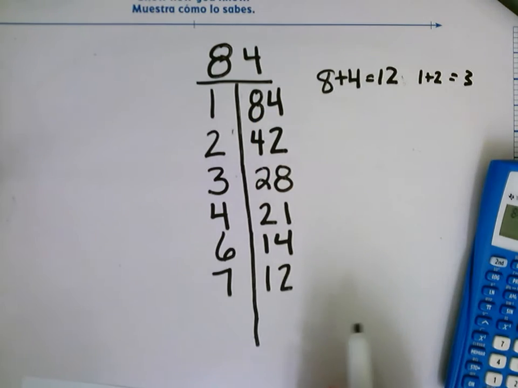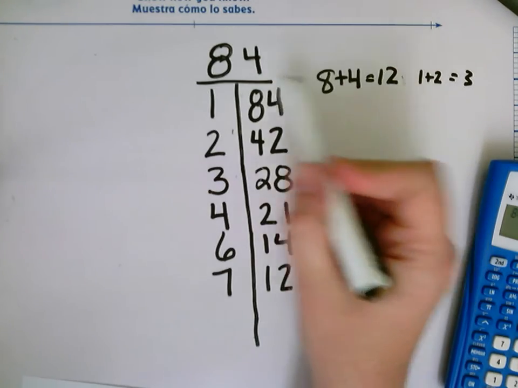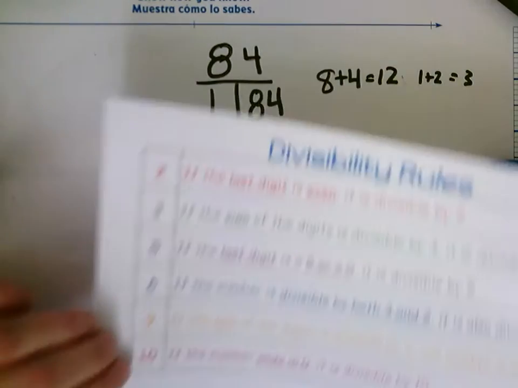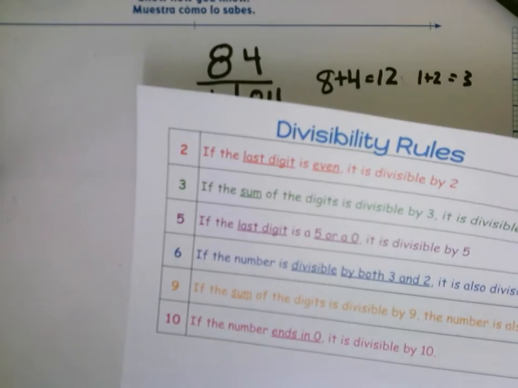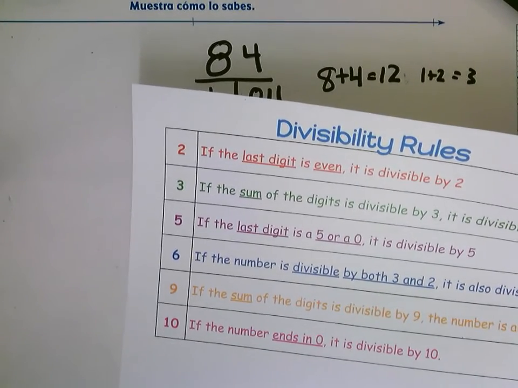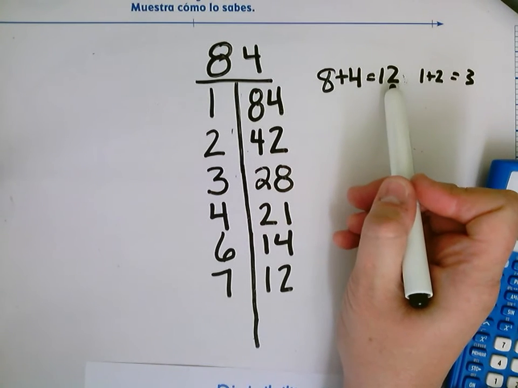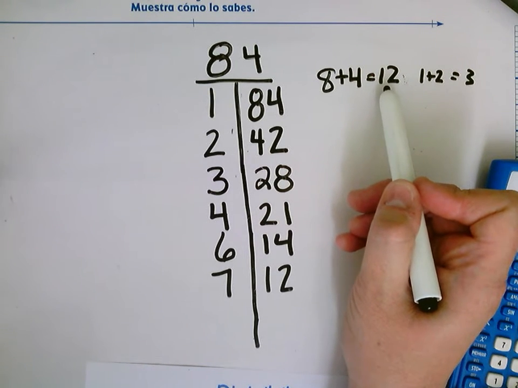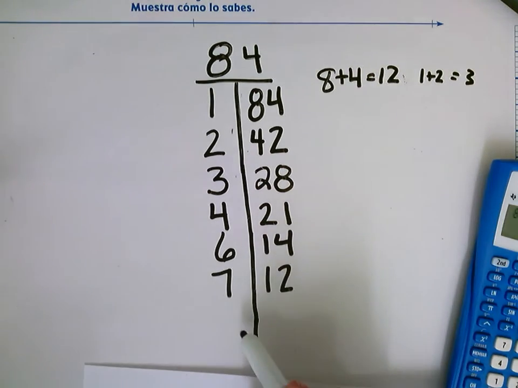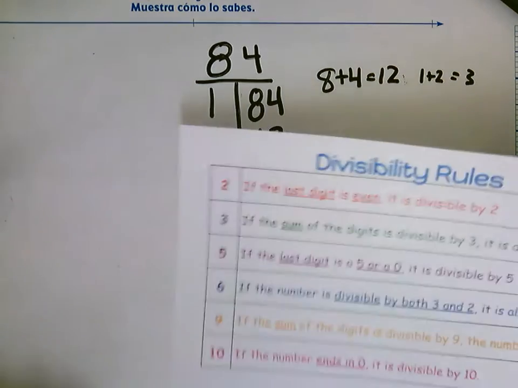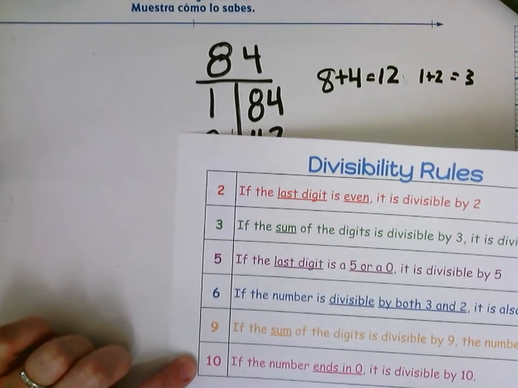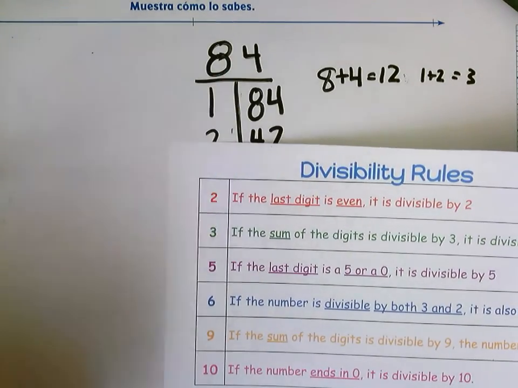After 8 comes 9. I'm going to try the same trick I did before with 9, the sum of the digits. We're going to add the digits to see if that number is divisible by 9. Well, we see that 8 plus 4 is 12, and 9 is not a factor of 12, so 9 cannot be a factor of 84. After 9 is 10. We want to look and see, does it end in a 0? It does not, so 10 is not a factor.